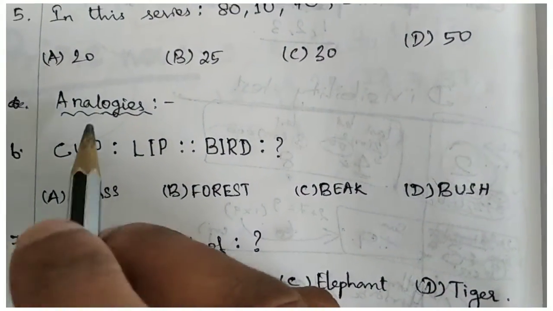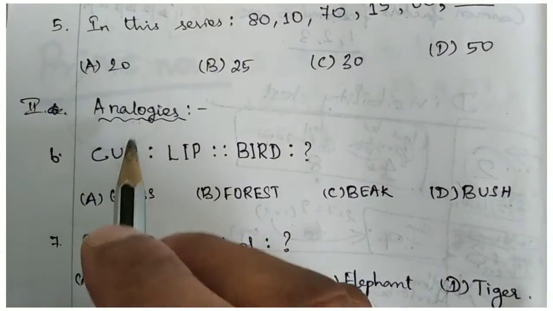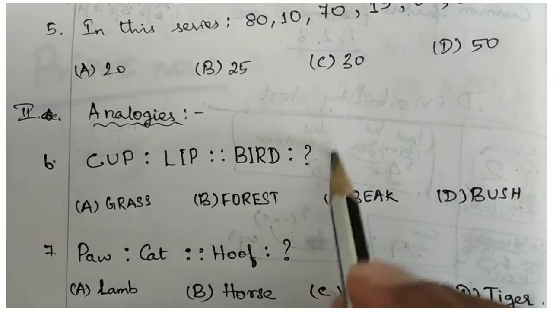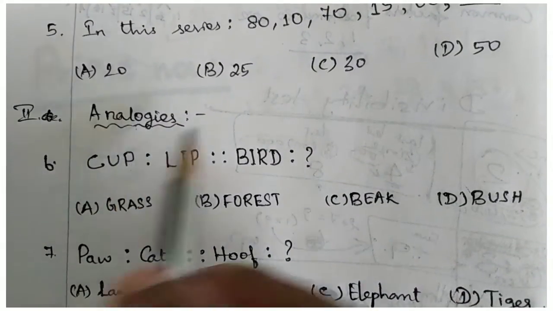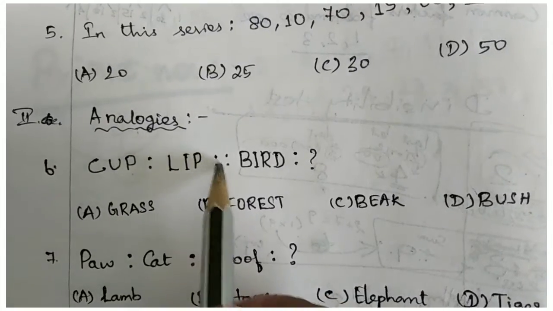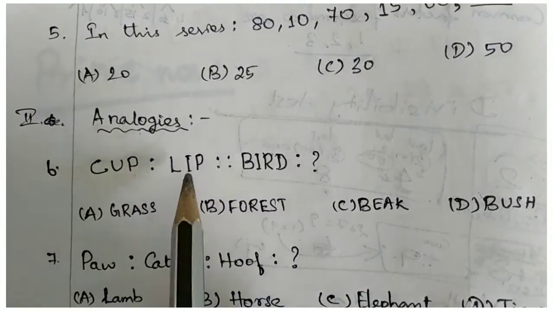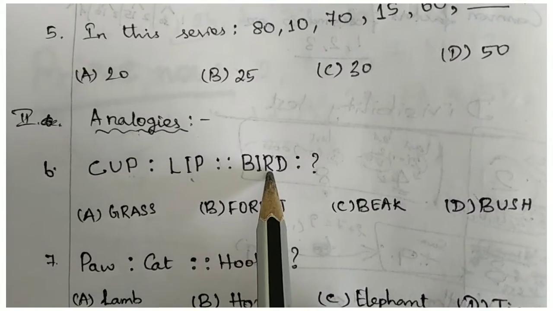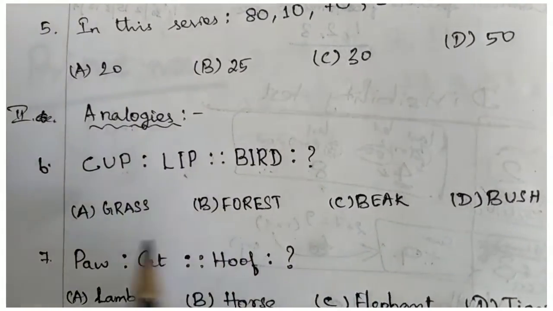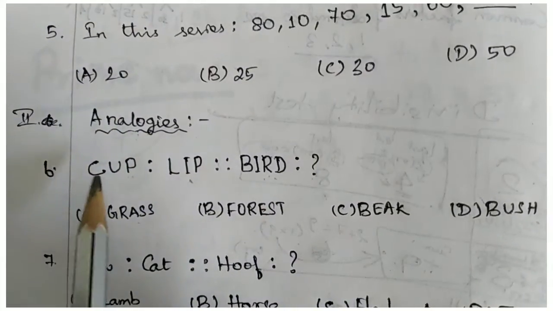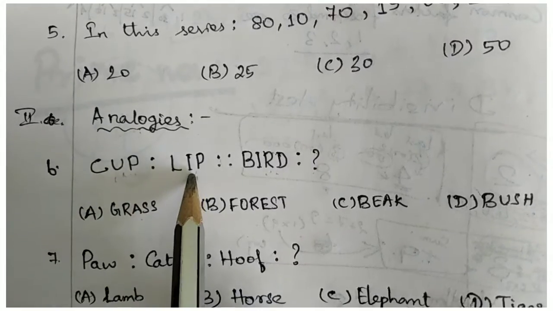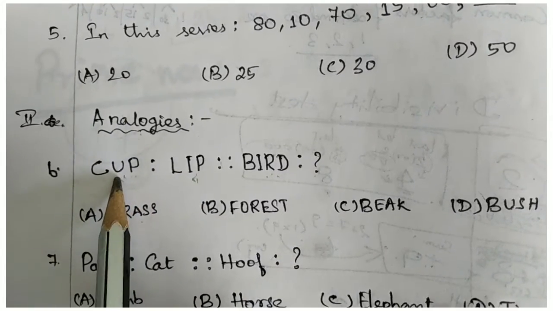Second, Roman letter, analogies. So here there will be 4 words. You have to find the fourth one. In the first part there will be 2 parts. This is separated in ratio format. So here cup and lip, and there is bird, and the relating term for that is what you have to find from the options. So cup, lip. What is it? We use lips to drink from the cup.